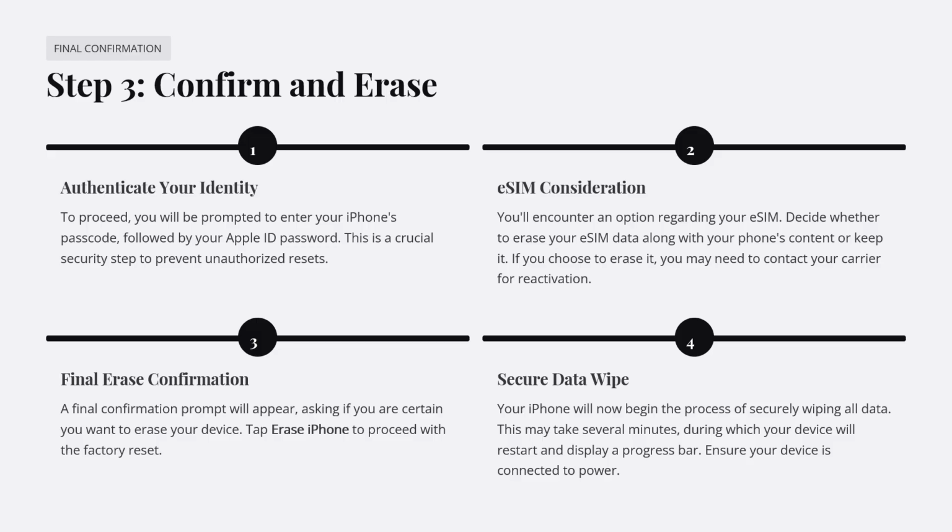You encounter an option regarding your eSIM. Decide whether to erase your eSIM data along with your phone's content or keep it. If you choose to erase it, you may need to contact your carrier for reactivation. Final erase confirmation. A final confirmation prompt will appear asking if you are certain you want to erase your device. Tap Erase iPhone to proceed with the factory reset.